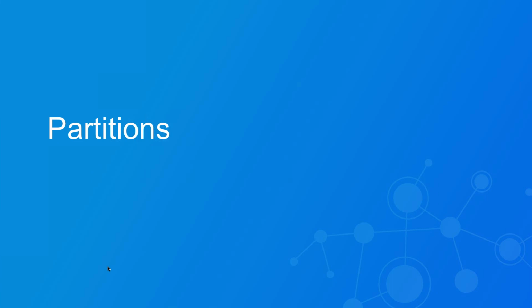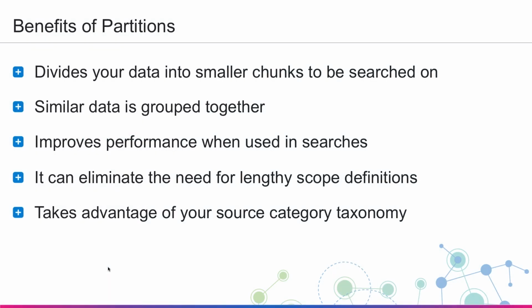Now let's talk about partitions. So partitions divide your data into smaller chunks that can be searched on, right? Which means that similar data can be grouped together. So if you've got a bunch of web server logs, you can group those together, or Cisco firewall logs. And because they're grouped together, it improves performance when you're actually searching against these partitions. So rather than searching across all of your data, you're only searching maybe less than 30% of your data.